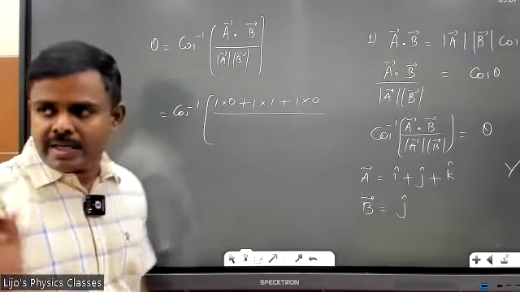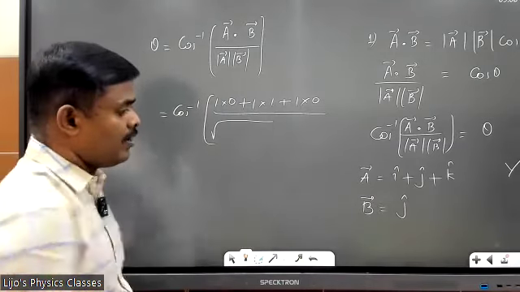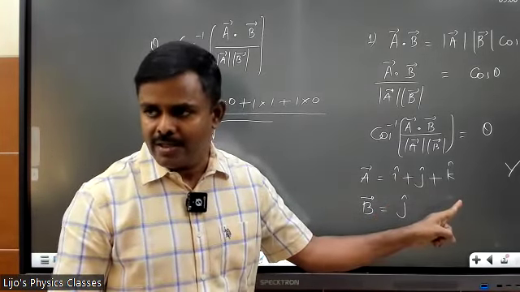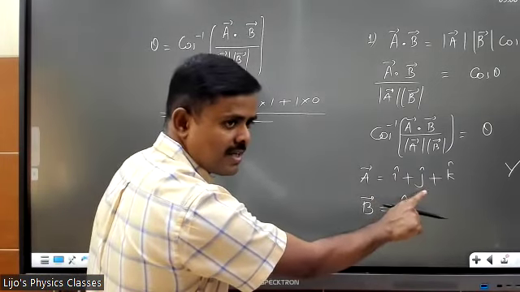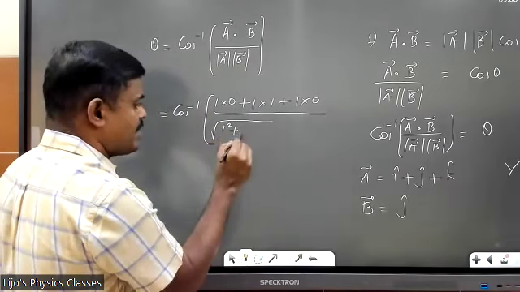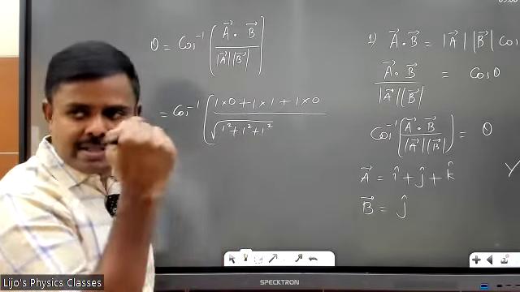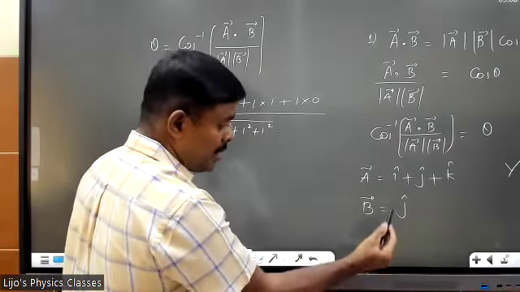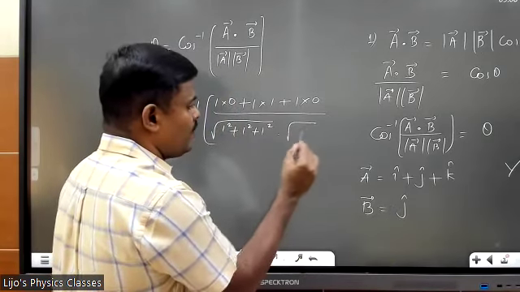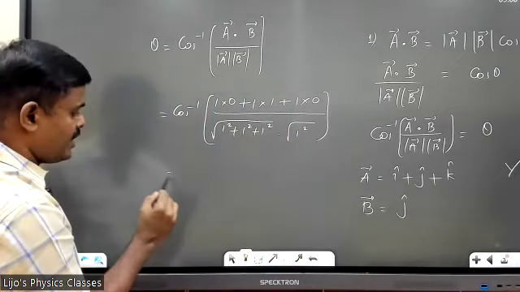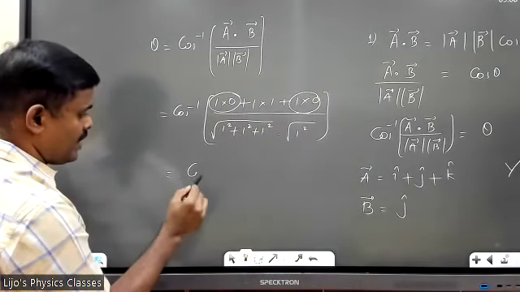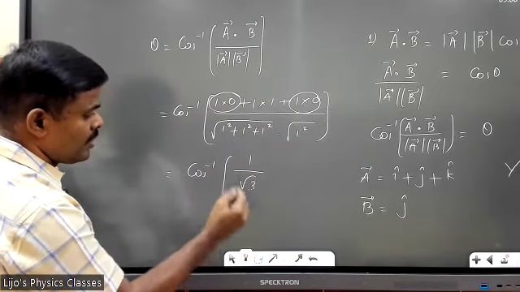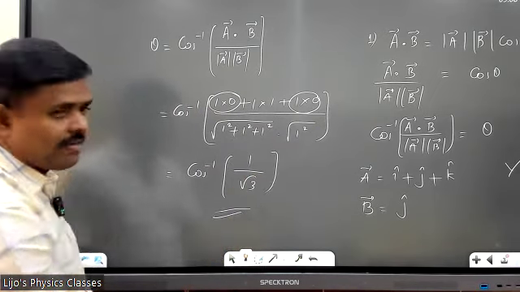Divided by modulus, I'll tell you how to take it: root of first number square plus second number square plus third number square. This is 1i, 1j, 1k. So 1 square plus 1 square plus 1 square. You learned this in vectors, how to take the modulus. Into modulus of B. B has only 1, so root of 1 square. So finally, cos inverse of 1 into 0, 0, 1 into 1, 1, over root of 1 plus 1 plus 1, which is root 3. Cos inverse 1 by root 3 will be the final answer.